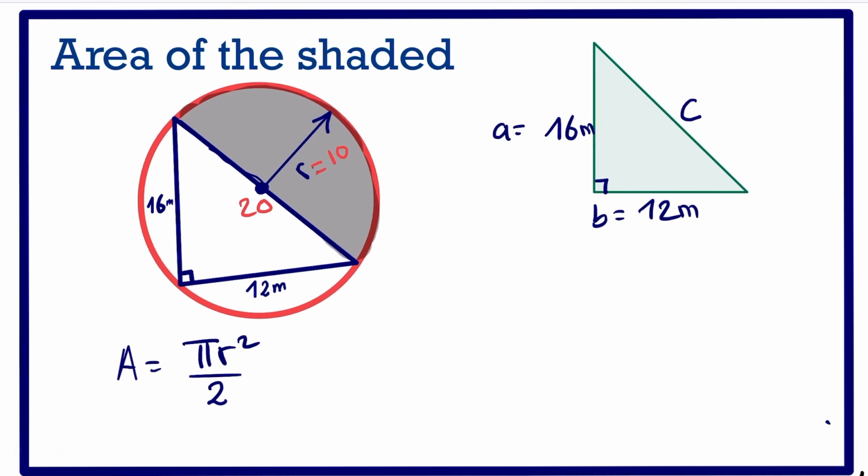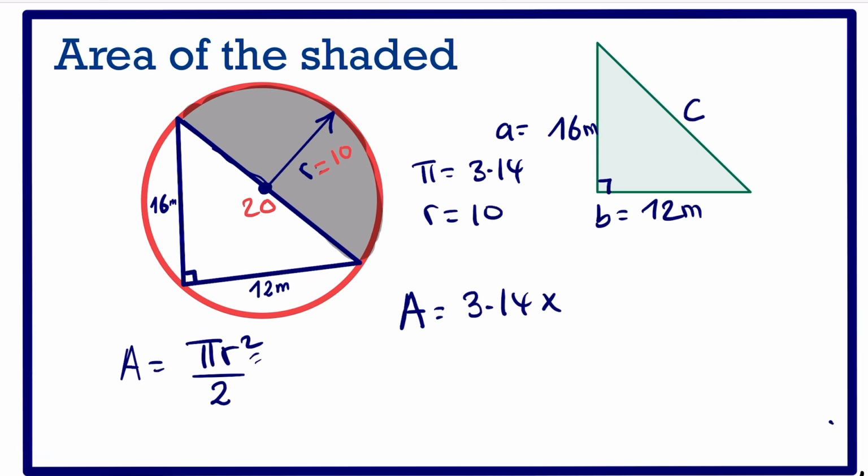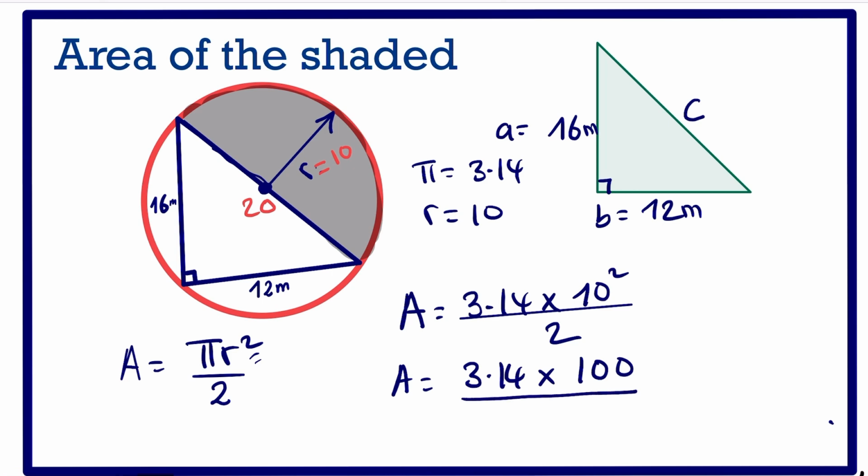The area will be equals to pi. It's preferable to use pi as 3.14. So pi will be 3.14 times the radius, which is 10, following the formula. So it's going to be 10 times 10, or 10 square, divided by 2. This means we are going to have 3.14 times 100 over 2.